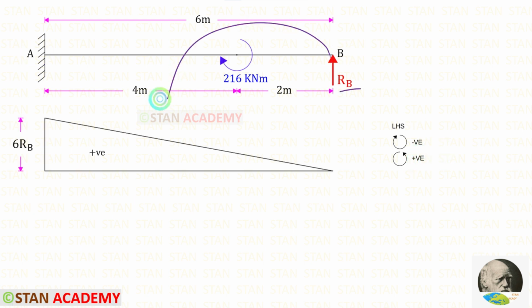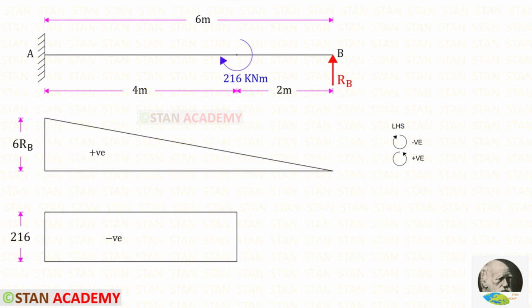RB is acting in the anti-clockwise direction, so that it will be positive, and the distance is 6. RB into 6, we will get 6 RB, and the diagram will be in the shape of a triangle. The moment 216 is acting in the clockwise direction, so that it will be negative, and the diagram will be in the shape of a rectangle.